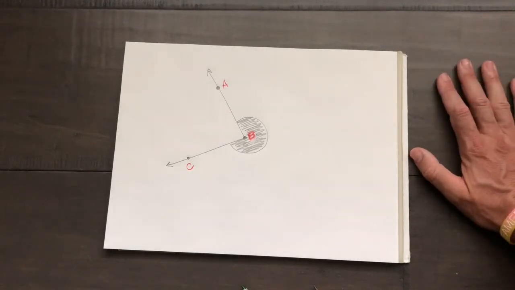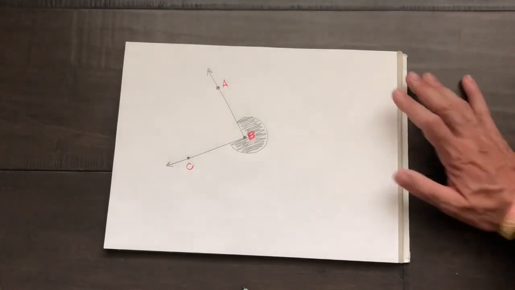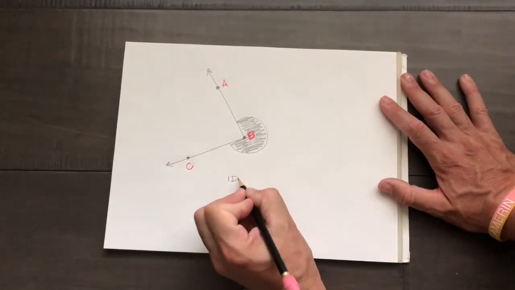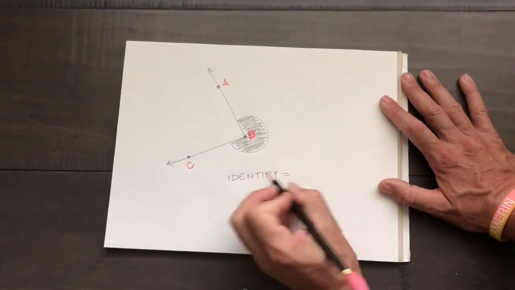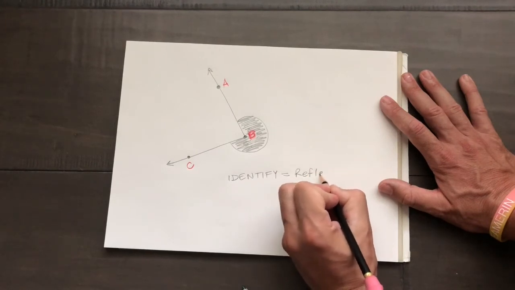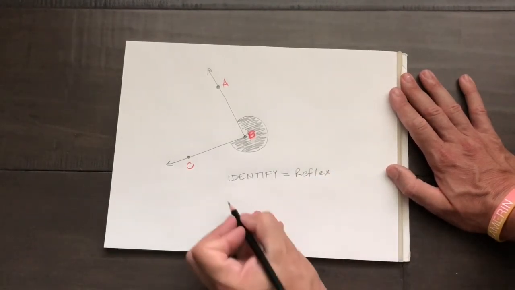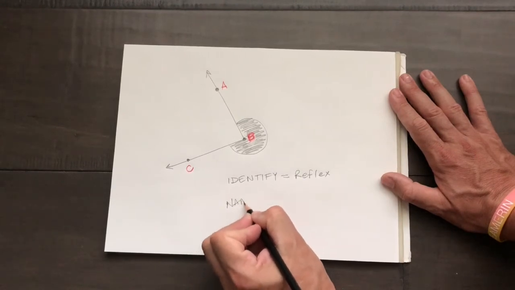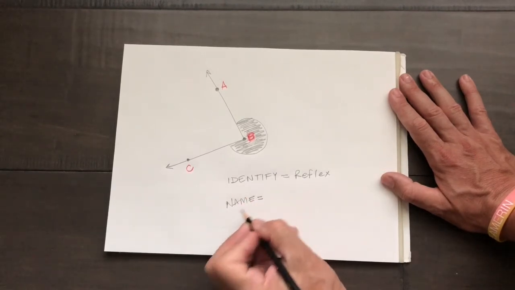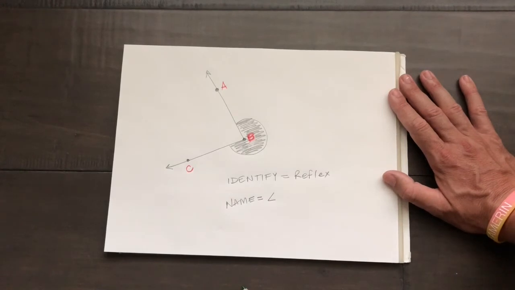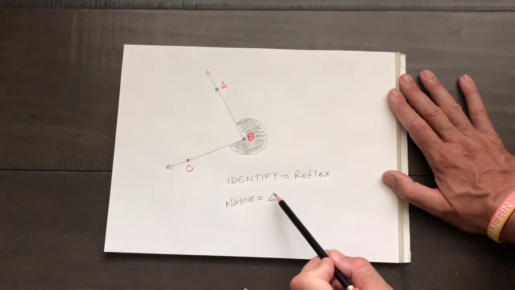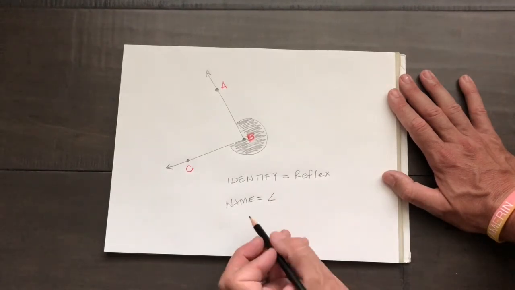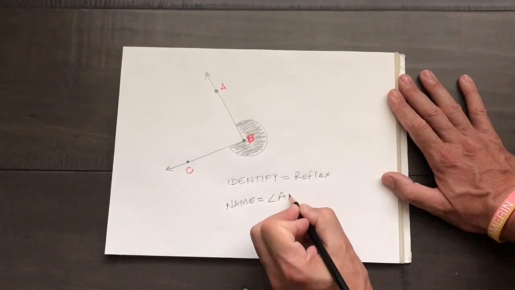And then if I was told identify and name this angle, identify: it is a reflex angle. That's identify. Name: it is angle, make sure you get that symbol in there. Remember the universal symbol for angle. It doesn't matter what this one looks like, I'm always going to draw that same symbol. And it's angle ABC.